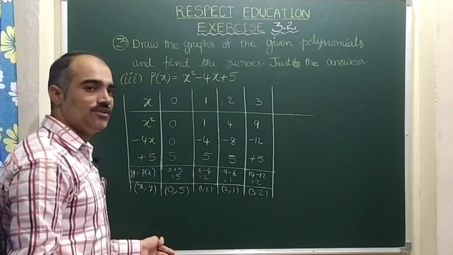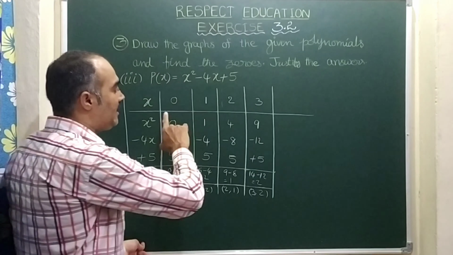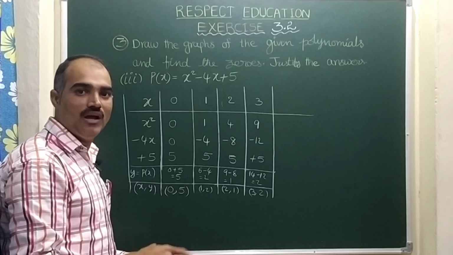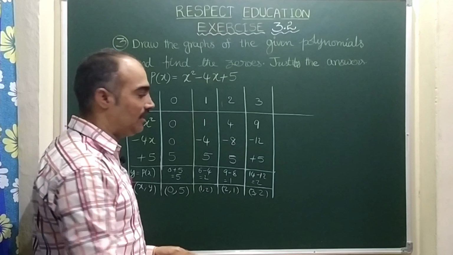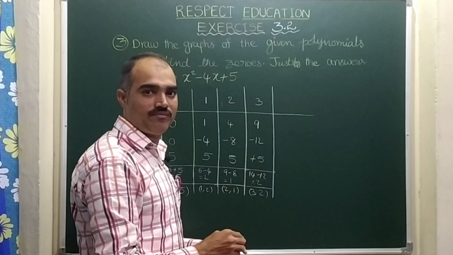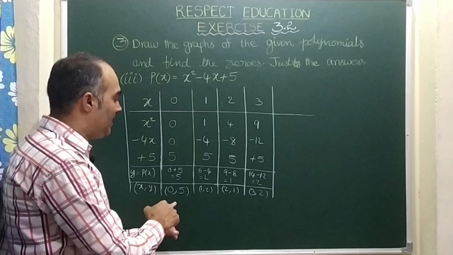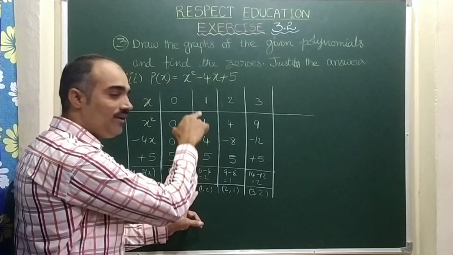Here you observe these values, children. As the x value increases, what happens to the corresponding y value? Our target is to get 0 at least. If you get 0, then we can stop it. Then here you see, if x is 0, y is 5. If I increase x value, y value decreased.